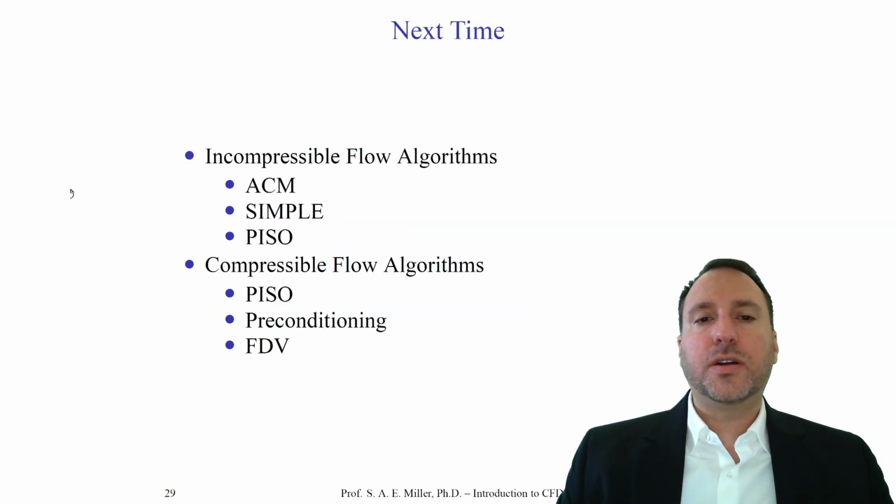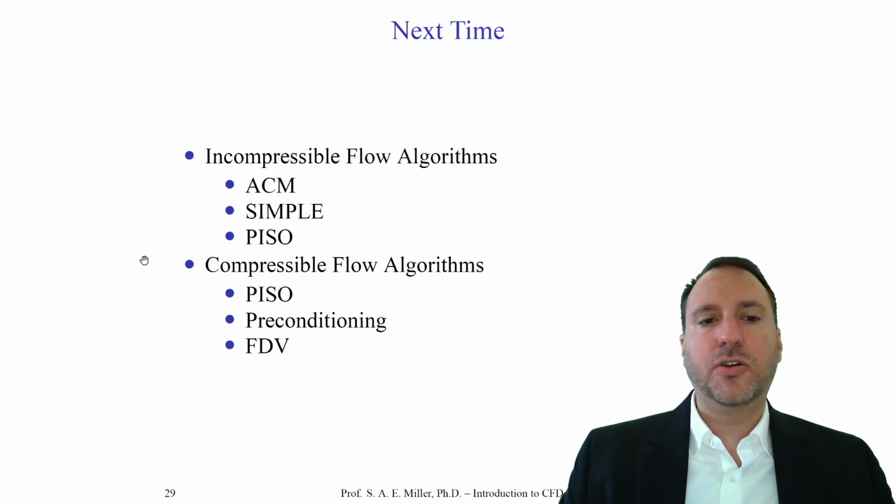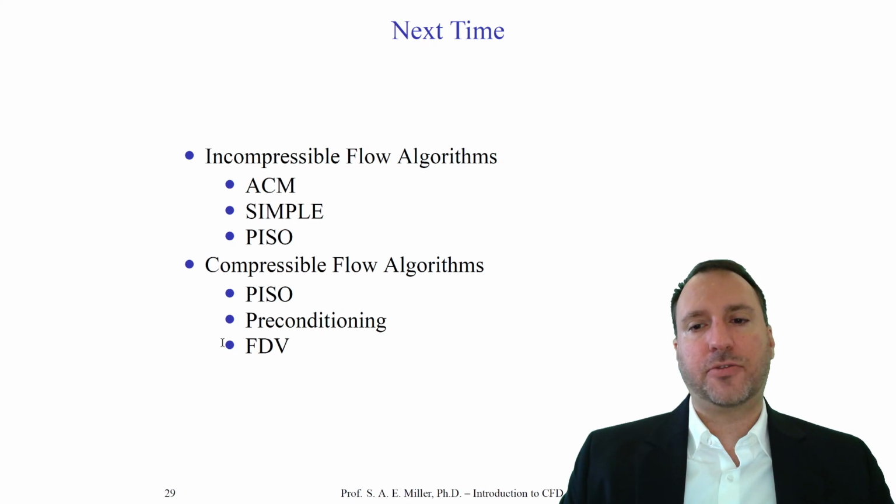Next time, we're going to talk about particular algorithms for incompressible flow and compressible flow. These are much more complicated than the schemes we talked about today. But in almost all commercial CFD solvers, you'll have these choices of schemes, especially the ACM, PISO, and SIMPLE algorithms, which are for incompressible flows. For compressible flows, we would use the so-called preconditioning or FDV technique. We'll talk about all these at length and how they work algorithmically.